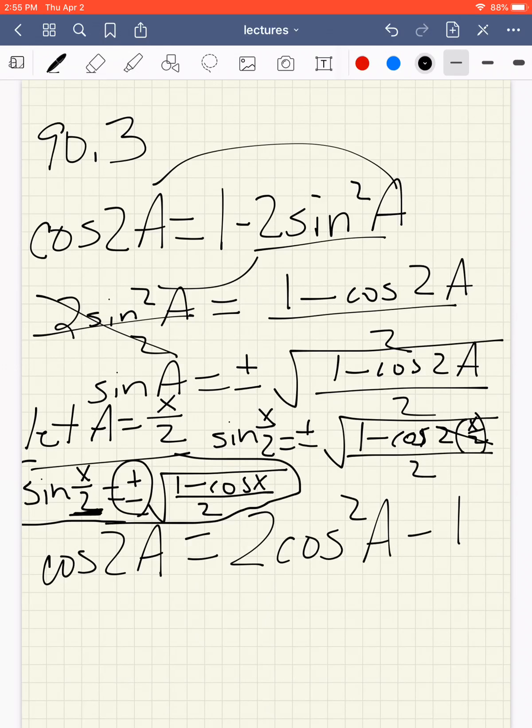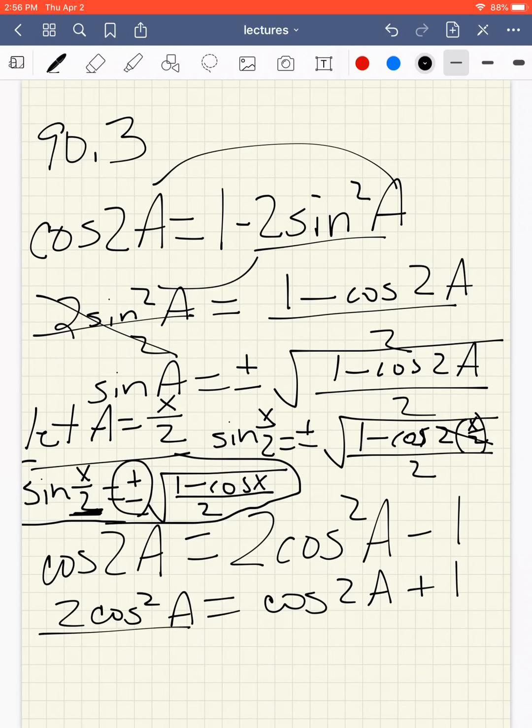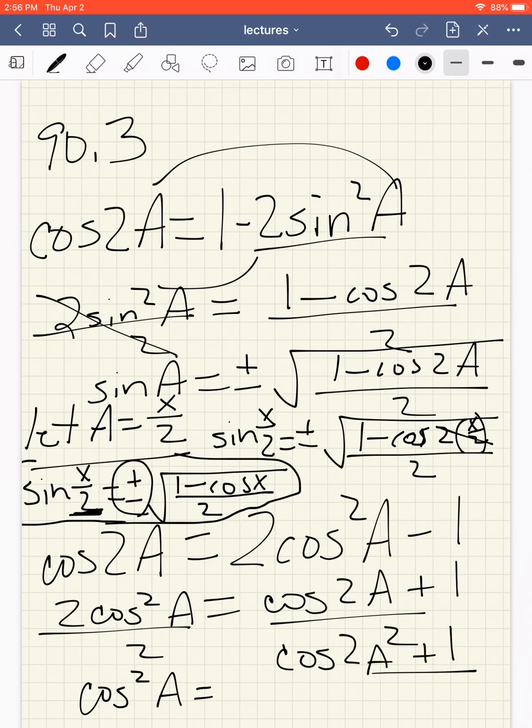Okay, so on this one, just like we did on the top one, we're going to solve this one for cosine of a. So this time it's positive here, so I'm just going to leave it there, but I'll write it on the other side. So that would be equal to cosine of 2a plus 1. And then we divide both sides by 2. So we have cosine squared of a is equal to cosine of 2a plus 1, all of that divided by 2. And I'm going to start with that on the next page.